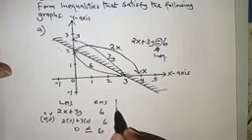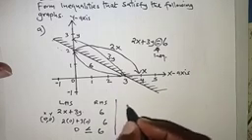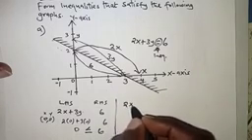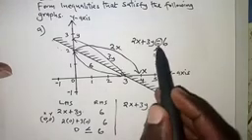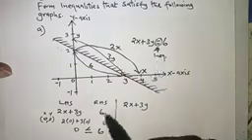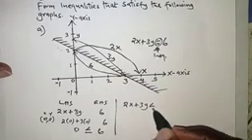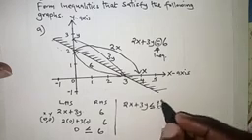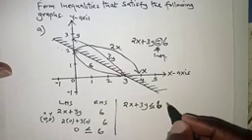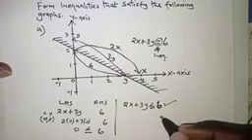Finally, we will have the inequality required as 2x plus 3y, but in place of the equal sign, we now have the inequality, which is less than or equal to 6. So that's it for that.